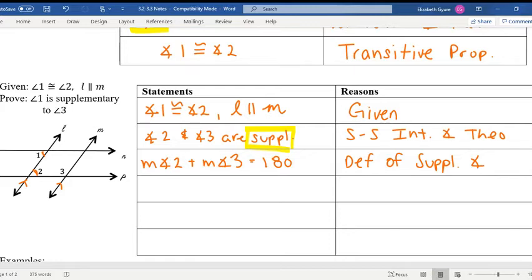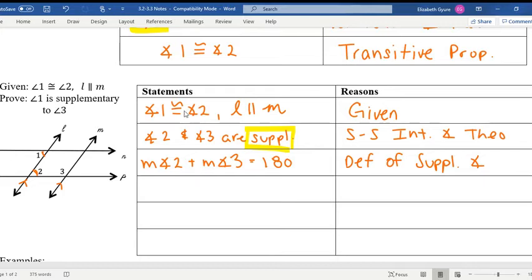We have that the measure of angle 2 plus the measure of angle 3 equals 180. Where do you think I could go next? But be careful because there's a notation issue. Logan? Yes, the definition of congruent angles. Yep, very good.